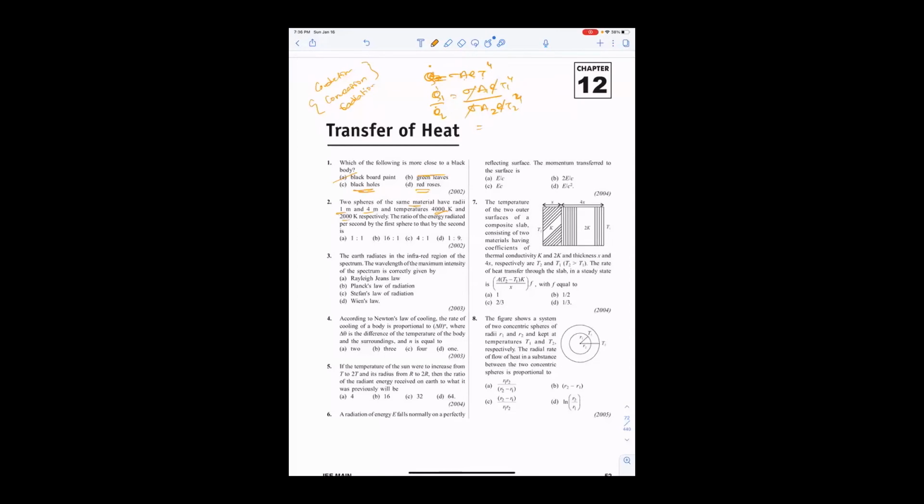So area is 4 pi r square. 4 pi into the first one, the radius is 1, so 1 square into T1, which is 4000 power 4, divided by 4 pi into the second radius 4 square into 2000 power 4. So 4 pi gets cancelled. The thousands get cancelled. 4 power 4 over 2 power 4 is 16, and 4 square is 16. How much is it? 1. Q1 by Q2 is 1 is to 1. See, the radii are 1 and 4, the temperatures are 4000 and 2000, so because of that it got cancelled.